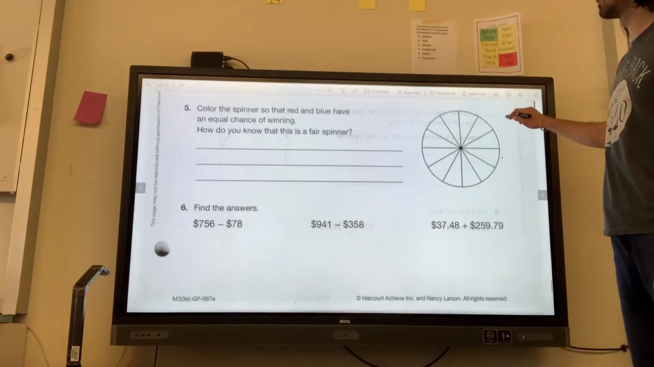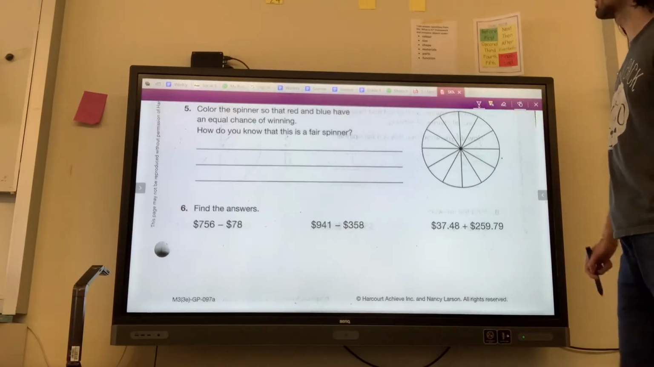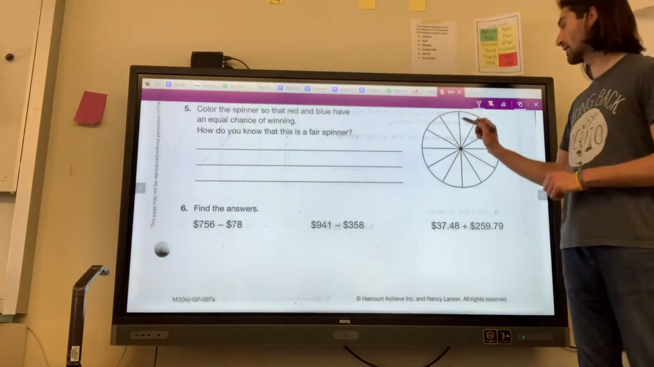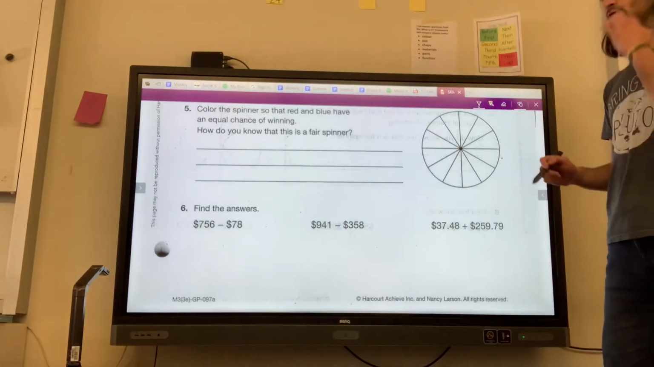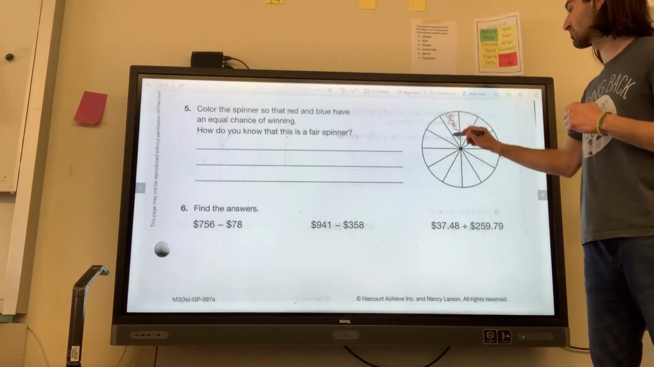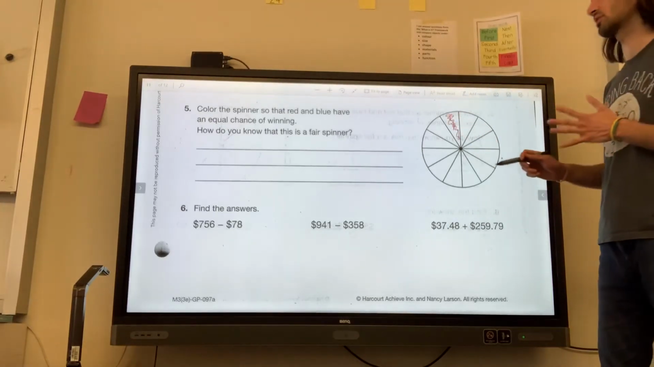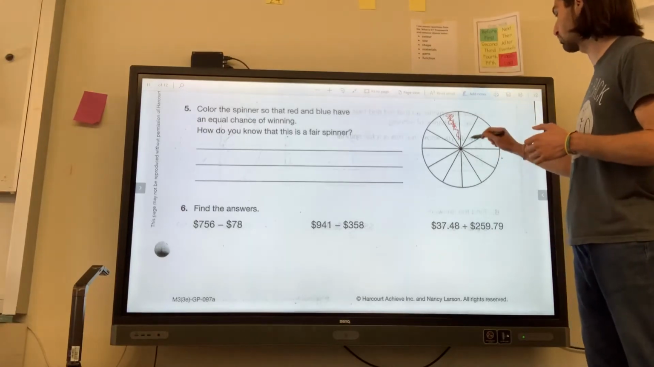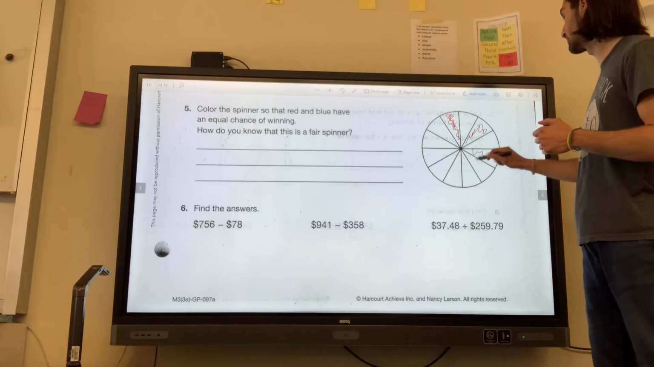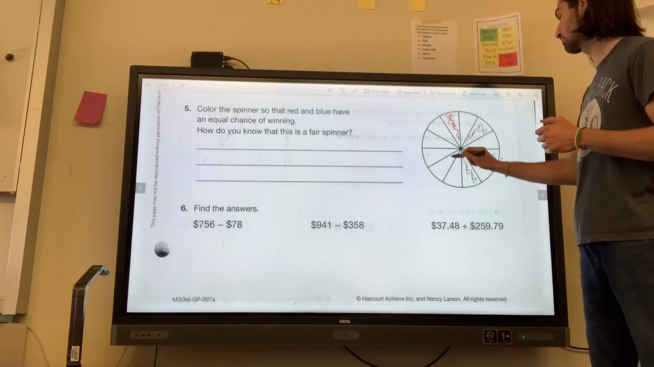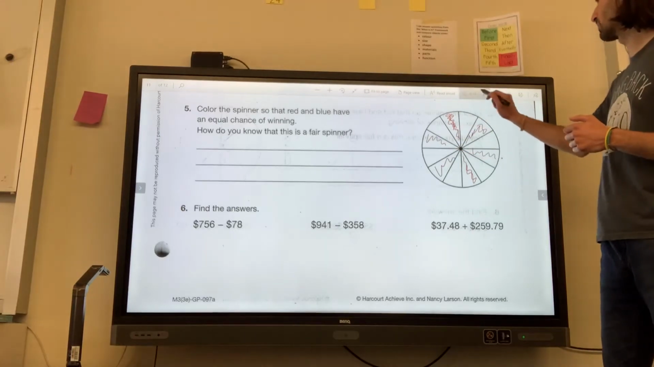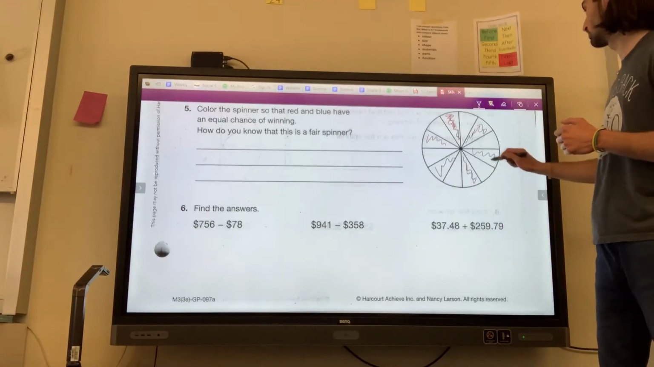Color the spinner so that red and blue have an equal chance of winning. So I want to make sure that when I color this, I'm going to color red and blue. So red, but I have to make sure that it's going to be this equal amount of blue. So I'm going to skip one and go red, skip one, red, skip one, red, skip one, red, skip one, red, skip one, red. Now I'm going to color the rest blue.